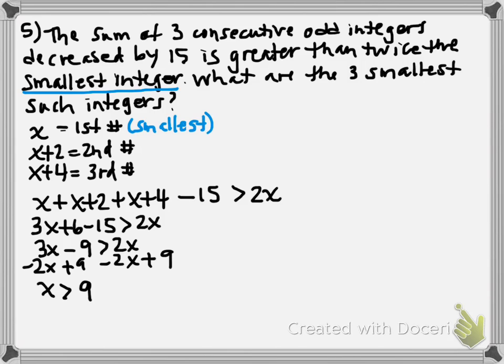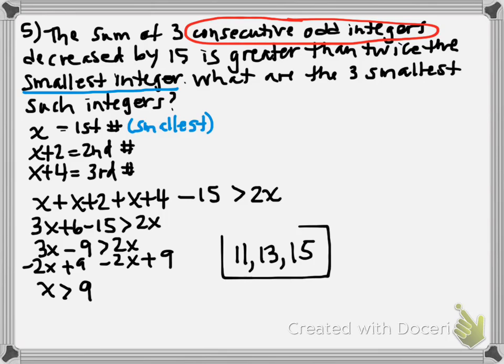Now remember what I'm looking for. I'm not just looking for consecutive numbers, but I'm looking for consecutive odd integers. I need a number that's an odd number that's greater than 9. Well, the first odd number that's greater than 9 would be 11, and that's the smallest possible value that is greater than 9, that's odd. So add 2 to that, add 4 to the original number, and that trio would meet the criteria being the 3 smallest integers such that x is greater than 9, the smallest one.